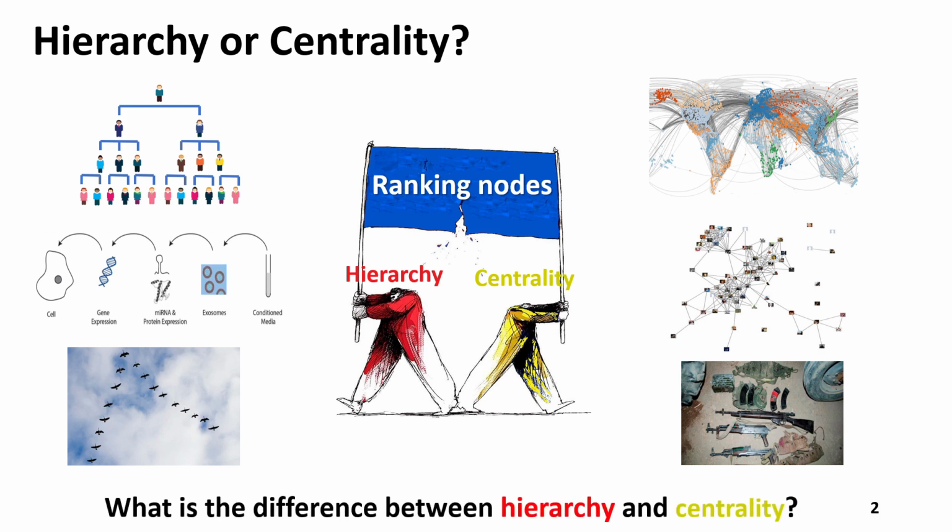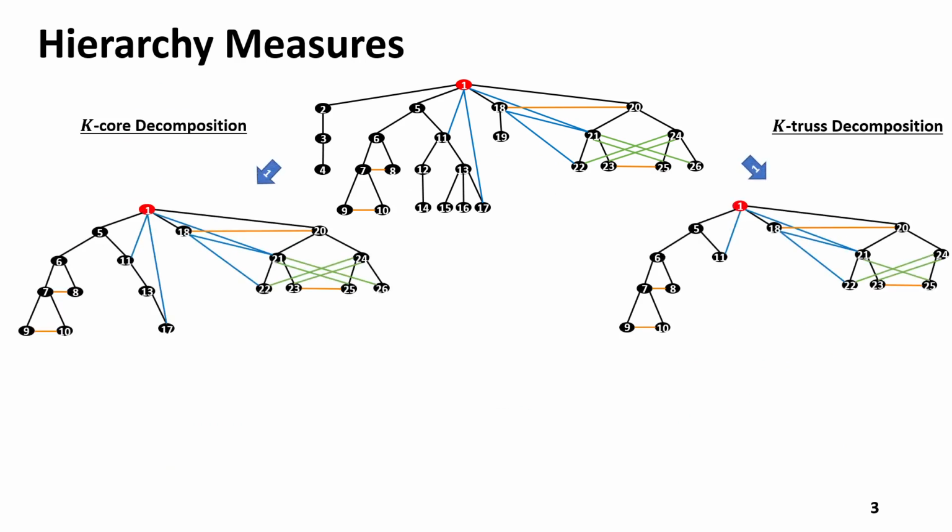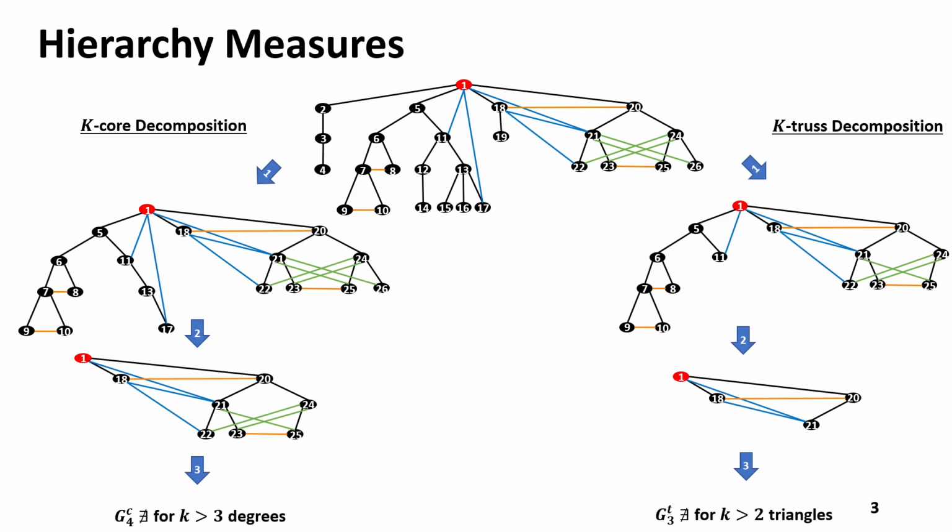With this, we ask what's the difference between hierarchy and centrality if both aim to quantify the notion of influence. Several hierarchy measures exist, and the most popular ones are based on hierarchical decomposition, namely K-core and K-truss. The main difference between both is that K-core simply requires a node to have a minimum number of degrees for it to exist in the subgraph, while K-truss requires a node to have a minimum number of triangles for it to exist in a subgraph. In both cases, after the hierarchical decomposition process, they result in the core of the graph, where the nodes that exist there are the most hierarchical ones.